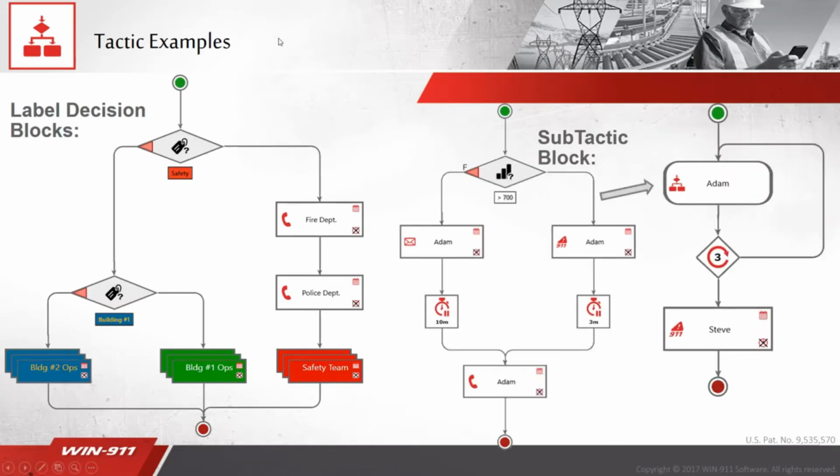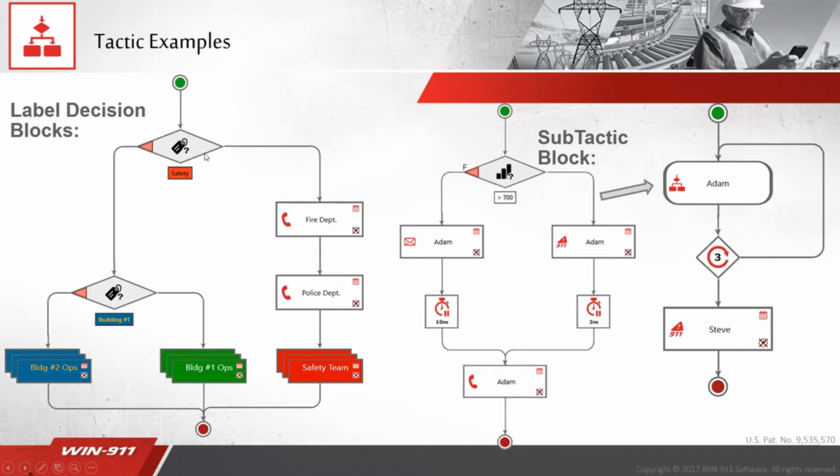And we can do labels as well. So if the event starts, we're going to check for the safety label. If it does have the safety label, we're going to call the fire department, and we're also going to call the police department. You can put in these departments, so not actually technically employees, but you can type those in, put their phone number in, and we can notify them. So we're going to call the fire department, call the police department, and then notify the safety team.